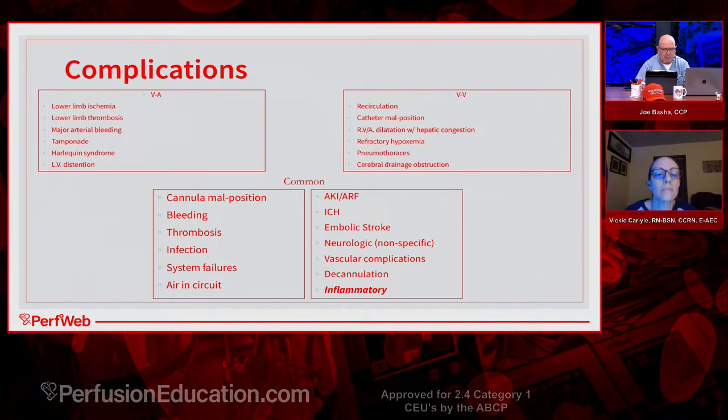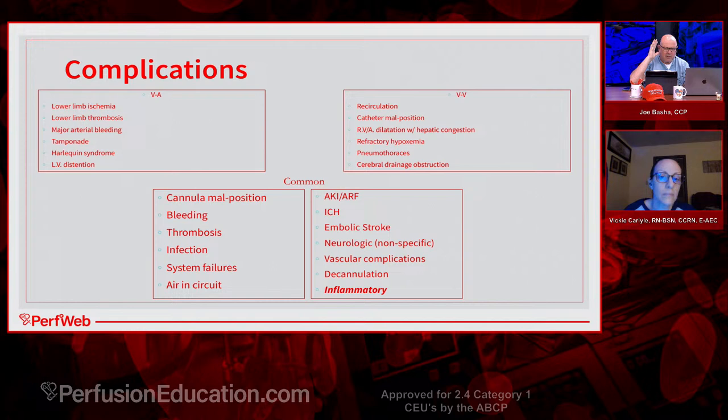In VV ECMO, you have to be concerned about recirculation, catheter malposition for your single dual lumen catheters, right ventricular and atrial dilatation with hepatic congestion, refractory hypoxemia, pneumothoraces, cerebral drainage obstruction. So in other words, when you put an Avalon in, which is one of the things I'm hearing now, you may not be draining your right IJ from the brain, and that can cause increased back pressure to your cerebral drainage.